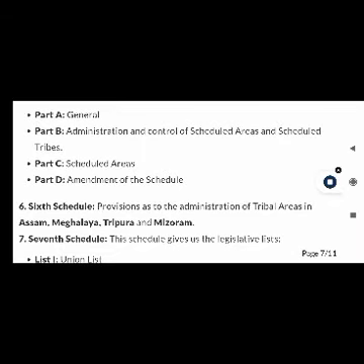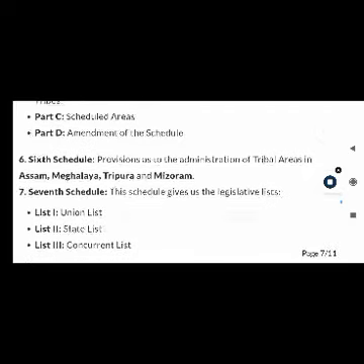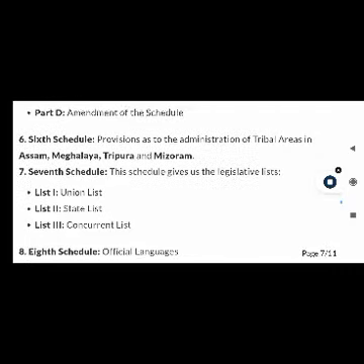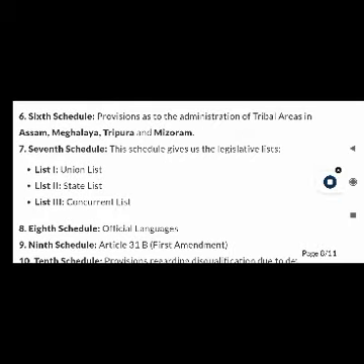Part A. General. Part B. Administration and control of scheduled areas and scheduled tribes. Part C. Scheduled areas. Part D. Amendment of the Schedule. Sixth Schedule. Provisions as to the administration of tribal areas in Assam, Meghalaya, Tripura and Mizoram.